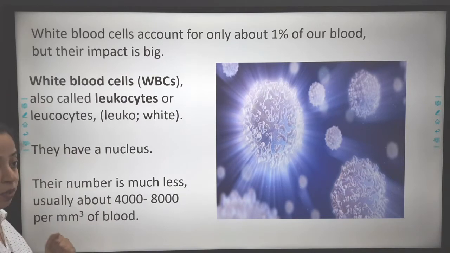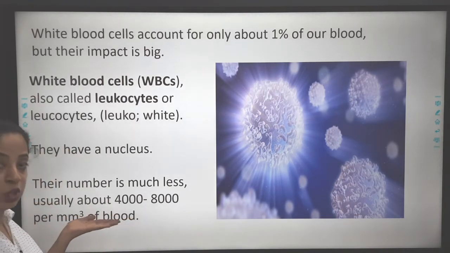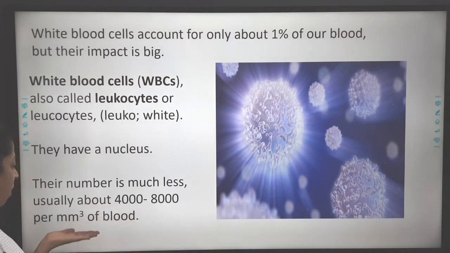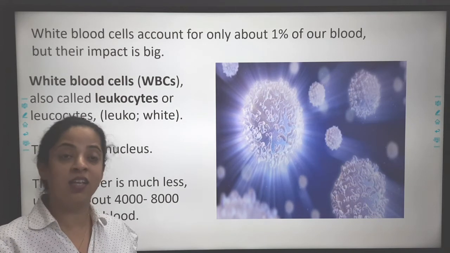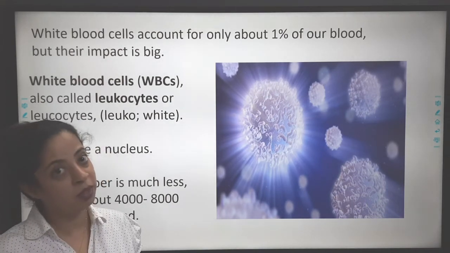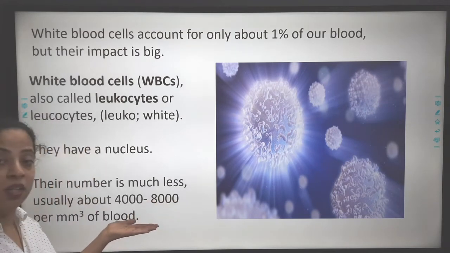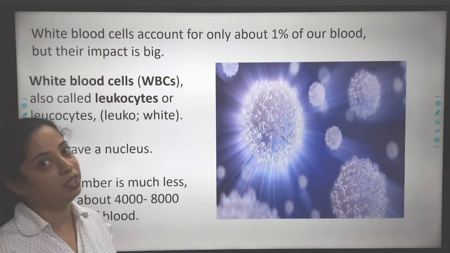Now their number. The number of WBC is much less, which is usually about 4,000 to 8,000 per mm³ of blood. In RBCs, we had studied the number of RBCs are around 4.5 to 5 million per mm³, but here the count of WBC is only 4,000 to 8,000 per mm³.